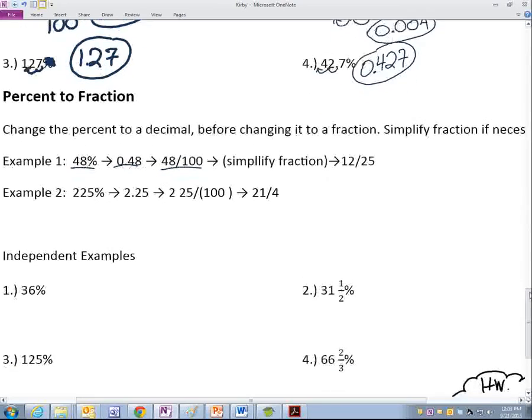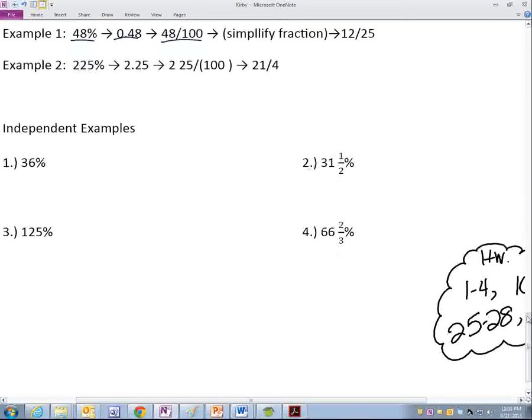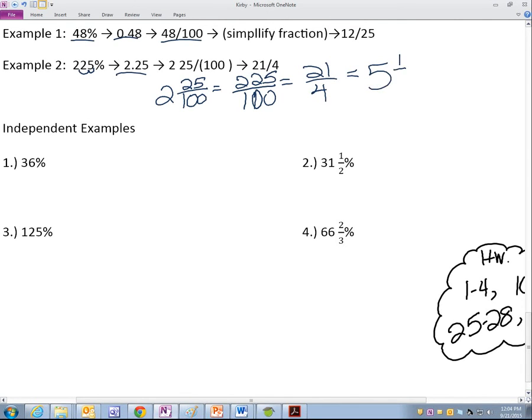Okay? Then we simplify the fraction: 12/25. Example 2, we have 225%. We move the decimal place over 1, 2, and you get 2.25. We have 225 over 100, which simplifies to, as it says right above it, 21/4. And that could even be further simplified to 5 1/4.